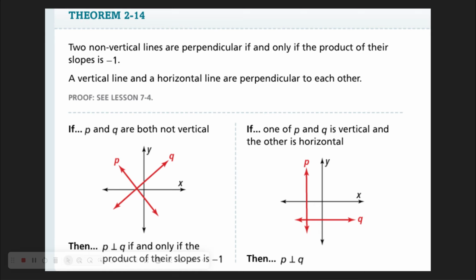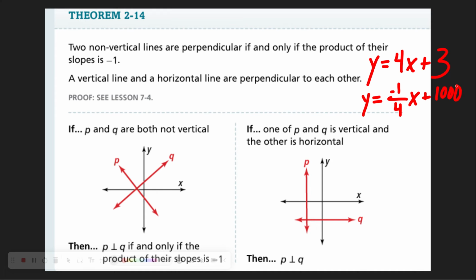So if you had to find a line that was defined as y equals 4x plus 3, what would be a line perpendicular to this? Well, we just got to flip the 4 and make it opposite. So what's the reciprocal of 4? 1/4. So it would be negative 1/4 x plus, and you could put whatever you wanted there for the y-intercept.